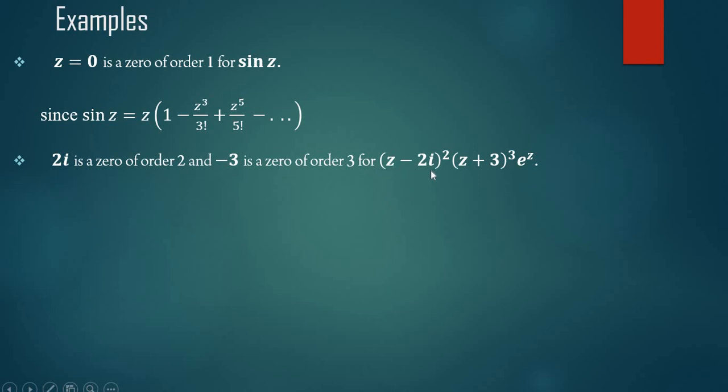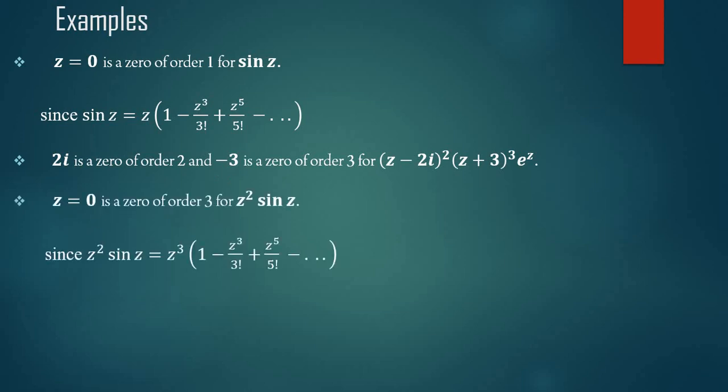Next function is (z minus 2i) whole square into (z plus 3) cube into e power z. Here we take phi(z) as (z plus 3) cube into e power z. Phi(2i) is not equal to 0 and (z minus 2i) power 2 we have. So 2i is a zero of order 2. Similarly, we can take phi(z) as (z minus 2i) square into e power z. Phi(minus 3) is not equal to 0 and (z minus of minus 3) power 3 we have. So minus 3 is a zero of order 3.